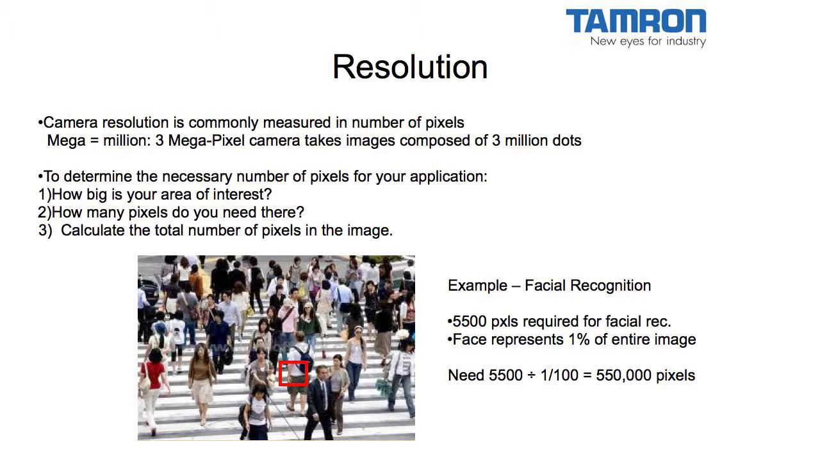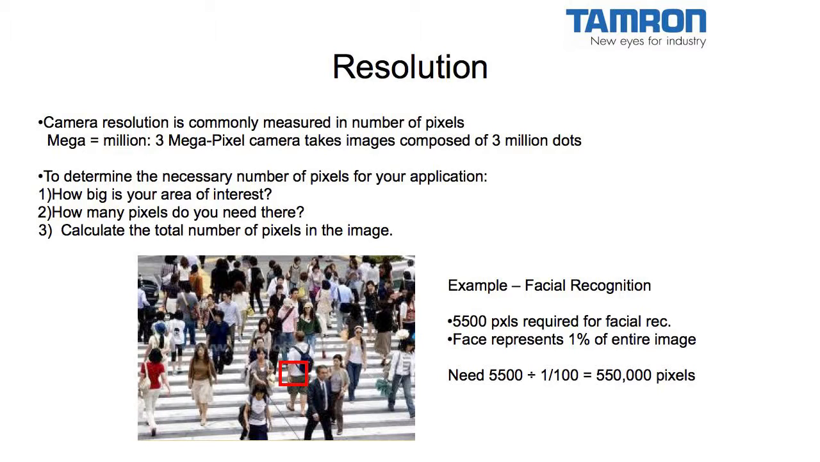Camera resolution is a measure of the amount of information contained in the image and is commonly measured in number of pixels. A pixel is a single dot of color information in the image, and the color information from all the pixels make up the full image. The term mega means million, and a 3 megapixel camera has 3 million pixels.